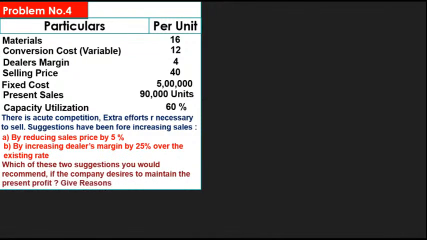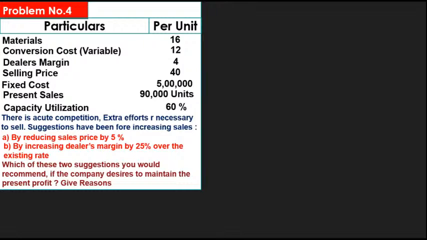Which of these two suggestions would you recommend if the company desires to maintain the present profit? There are two options. One is reducing the selling price by 5%. Second one, increasing the dealer's commission or margin by 25%. Out of these two, you have to select one, whichever is better. And in selecting the suggestion, the company should maintain the present profit.